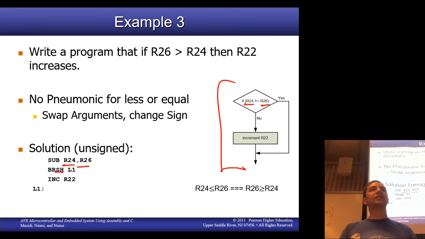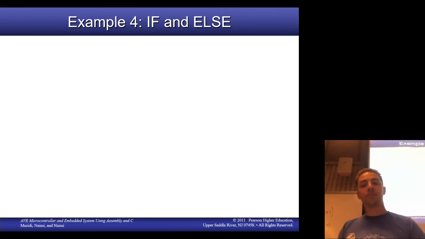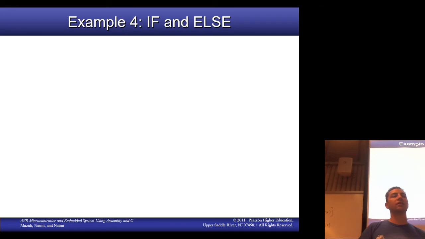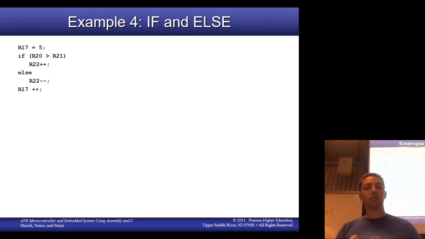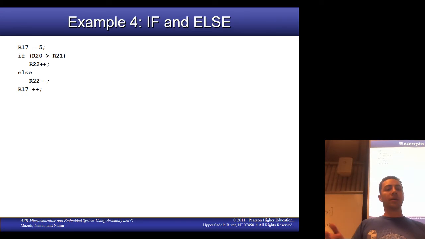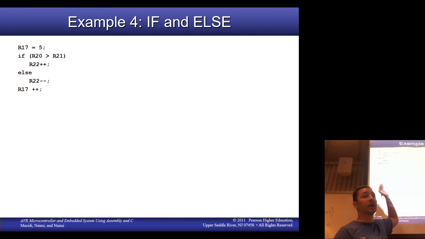There's another kind of conditional execution. The if-else. This says, if this, do something, otherwise do a different thing. For example, if R20 is greater than R21, increment R22. Otherwise, decrement R22. Doesn't matter what the condition is saying. This is just a toy example here. But we're saying, all right, we're going to do one of two things. We will definitely be altering R22.